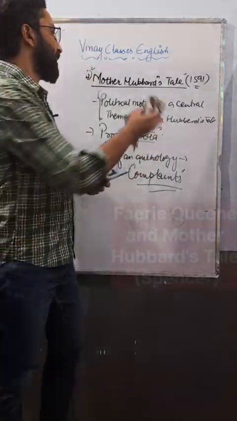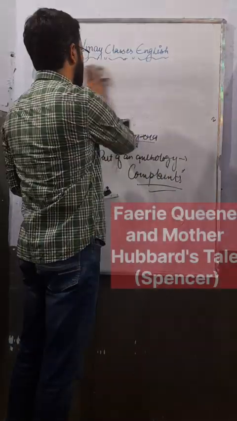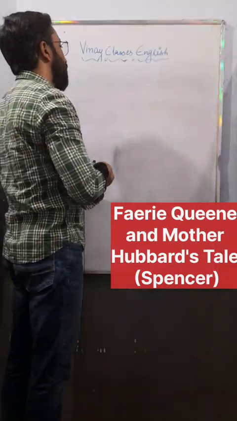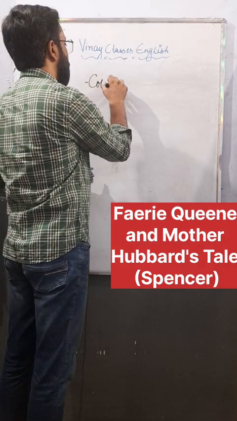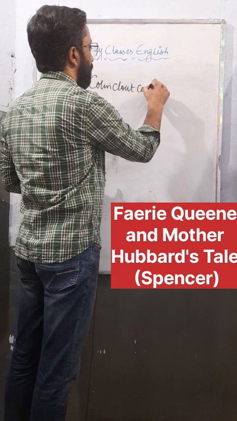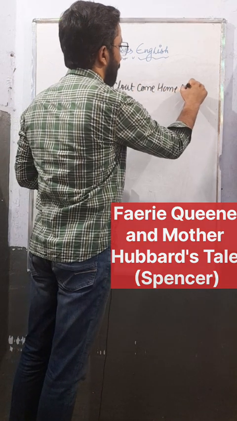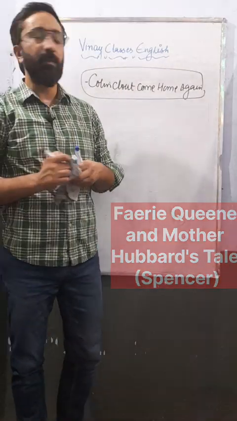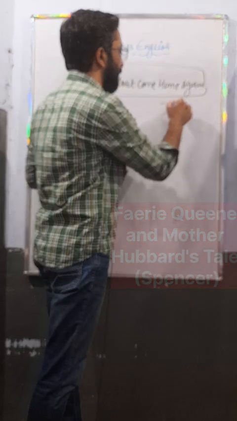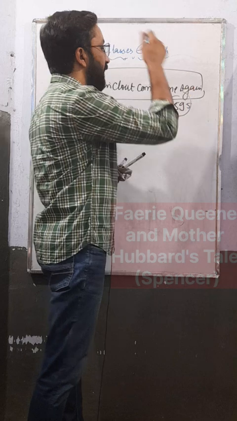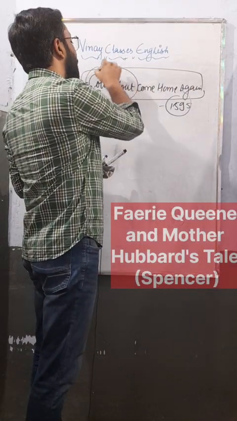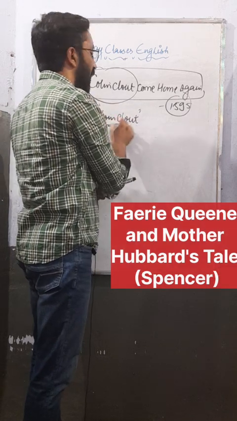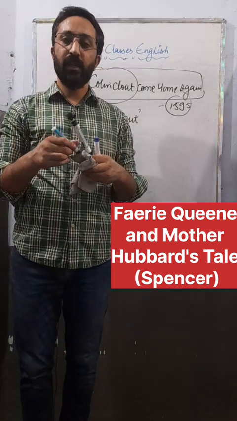Okay. Next very important work associated with Spenser is Colin Clout Come Home Again. Very important. As far as the publication date of Colin Clout Come Home Again is concerned, it's 1595. The character of Colin Clout becomes very important. How does the character of Colin Clout become important?